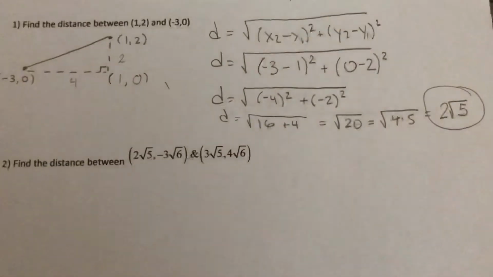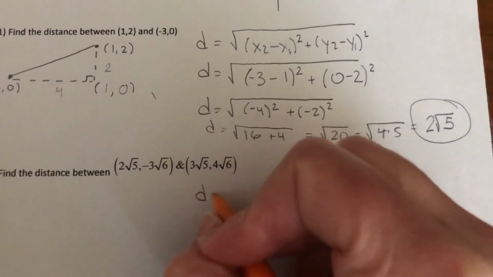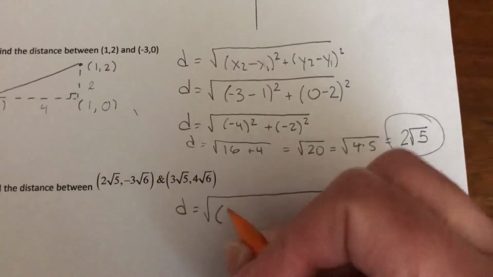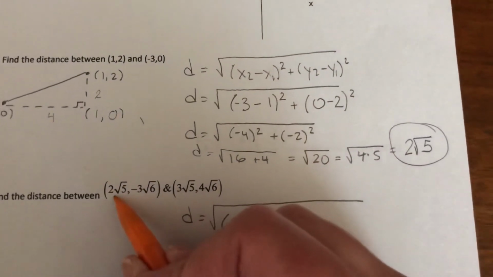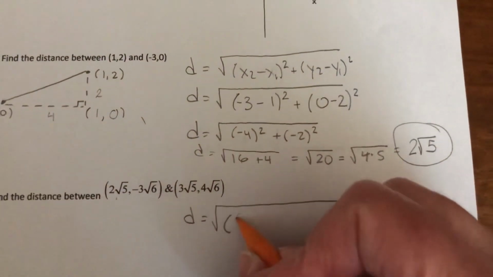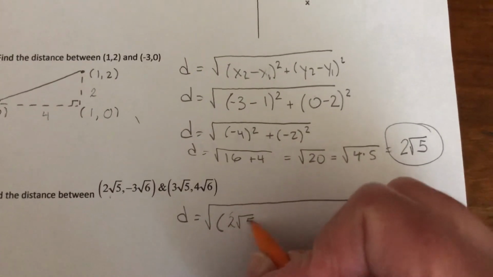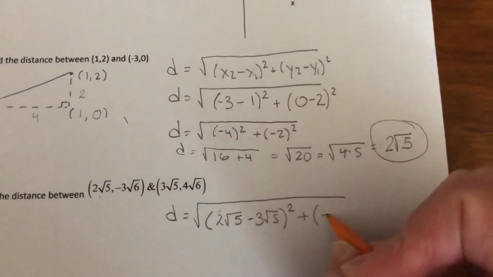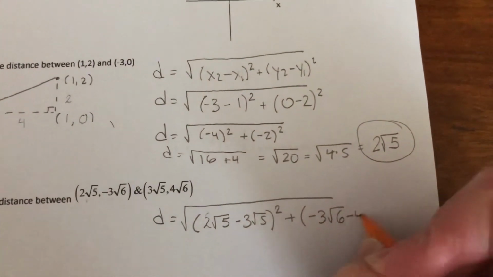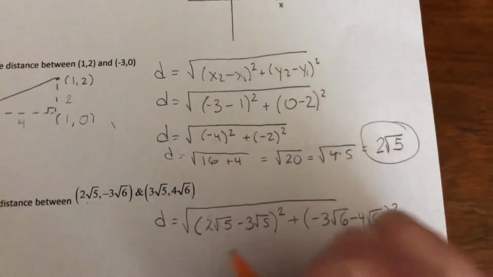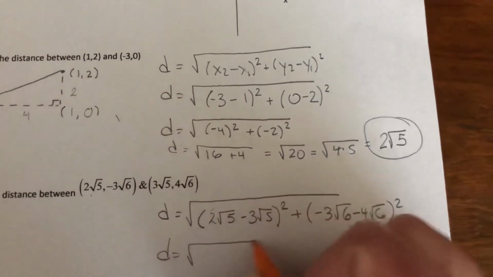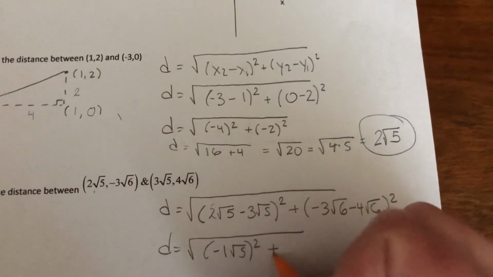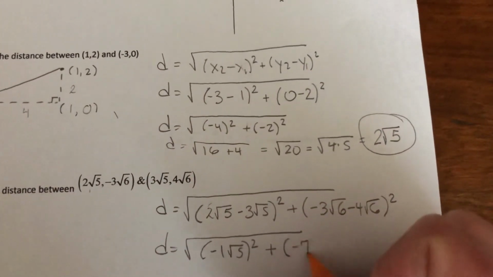Another example, this one just involves some radicals, so the distance equals x2. So why don't I use this as my x2? I'll just go left point will be my second point. So 2 root 5 minus 3 root 5 plus negative 3 root 6 minus 4 root 6. I get a negative 1 root 5, and this is going to be a negative 7 root 6.